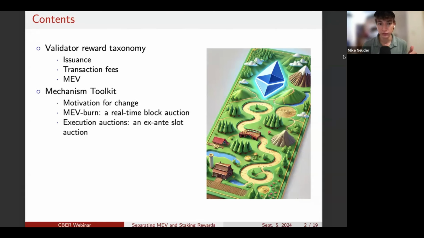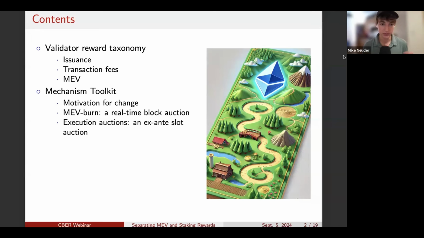Then we're going to go into what I'm calling a mechanism toolkit. First, we'll motivate the reason to change. We have the system running today, so what are the problems with it that could incentivize us to change something? We'll talk about MEV burn, which is a real-time block auction. And we'll dig into the details of what it means to be a block auction versus the next point, which is execution auctions, which are ex-ante slot auctions. So the distinction between the two will be important, and hopefully will be made clear.